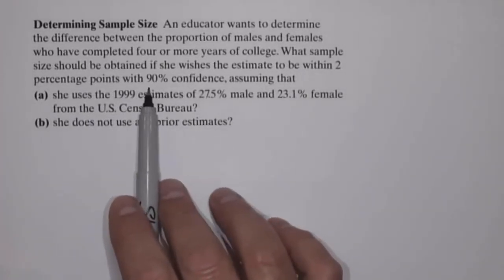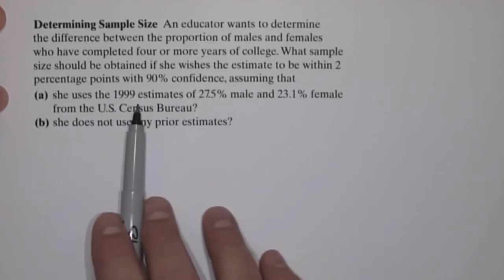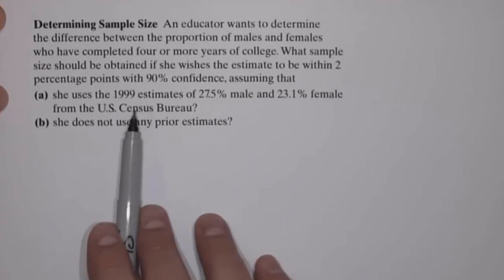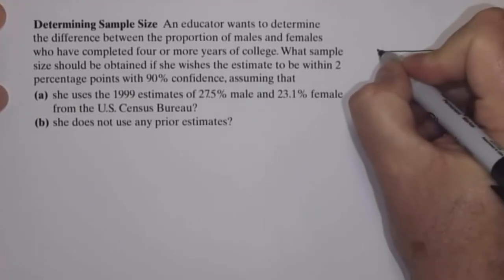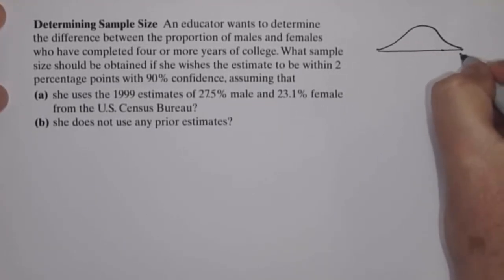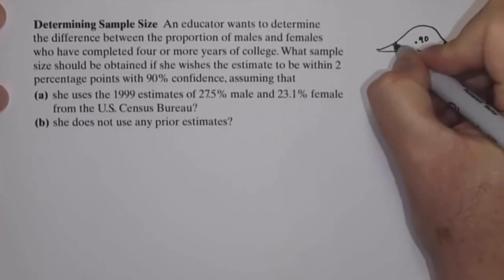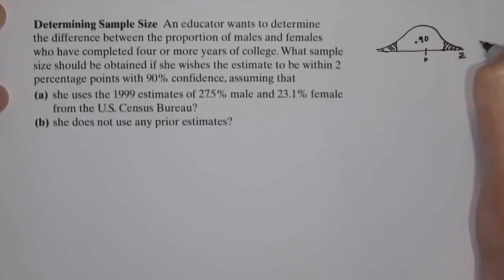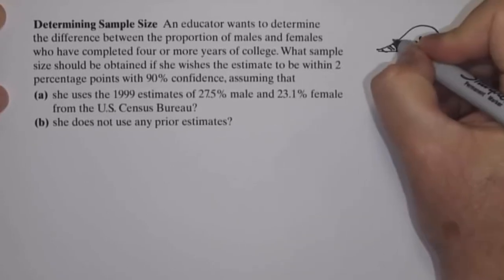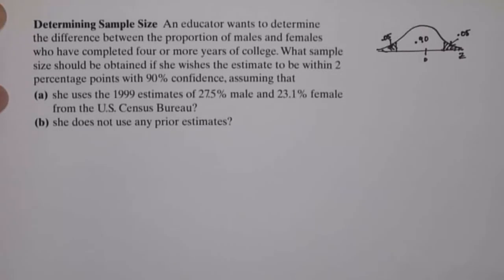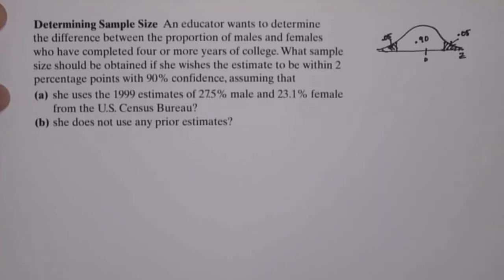So first of all, we're constructing a 90% confidence interval for both parts here. In part A, we have a prior estimate for p hat 1 and p hat 2. In part B, we do not have a prior estimate. But if we're going to do a 90% confidence interval, then this area here in the middle is going to be 0.90. So that means the area in the two tails is 0.10, half of which is in each tail. So half of 0.10 is 0.05, so we're going to have 0.05 in each tail. So I need to figure out the critical value that I'm going to use in my formula.